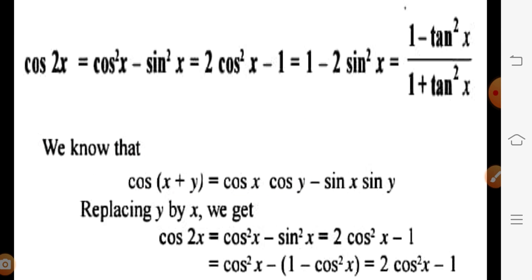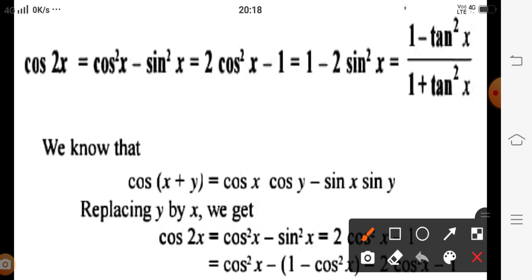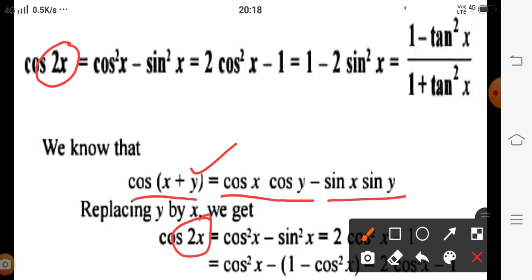We have the basic identity of cos x plus y. Then cos x plus y is equal to cos x cos y minus sin x sin y. And here we needed 2x. It means that if you are putting x in place of y, then x plus x we are getting 2x. Then same in the right hand side also, if you are putting x in place of y, then we are getting cos square x minus sin square x. Easily we are getting the first identity.